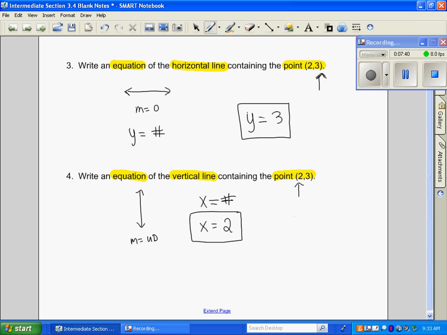And a quick graph of those, they didn't ask us to graph it, but I would go over 2 and then I would draw a vertical line. This would be x equals 2, and on the previous one up top, y equals 3 would be a horizontal line right there. So that's a brief review of writing equations in section 3.4.